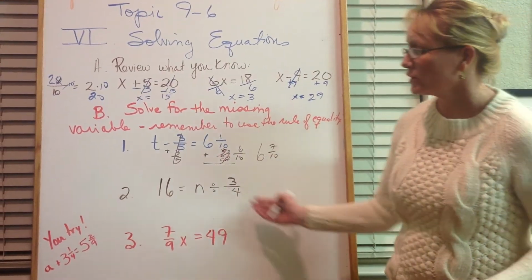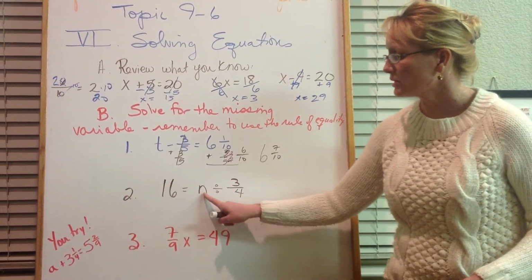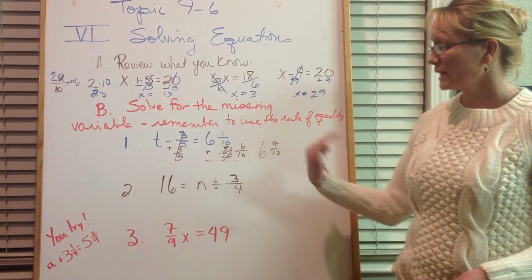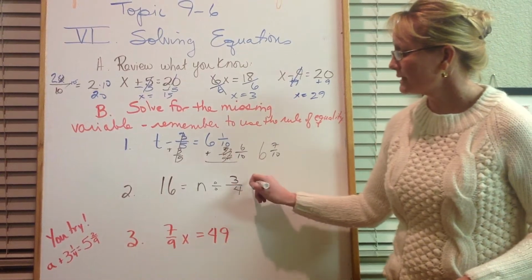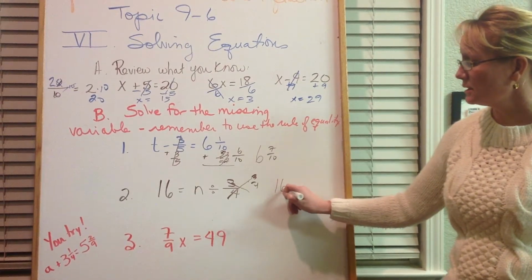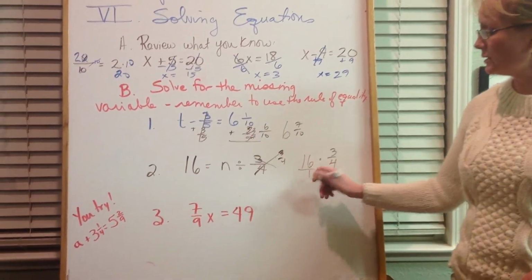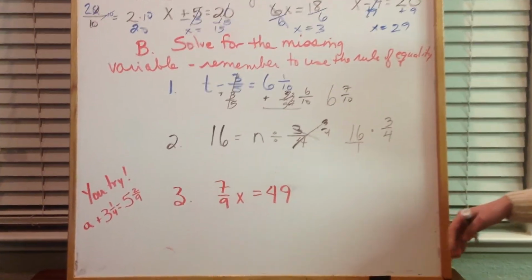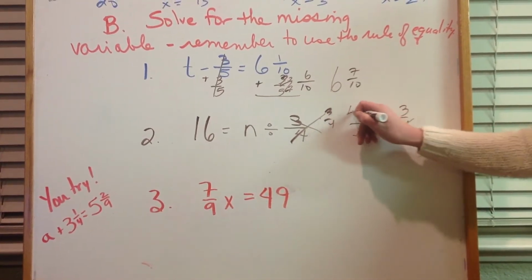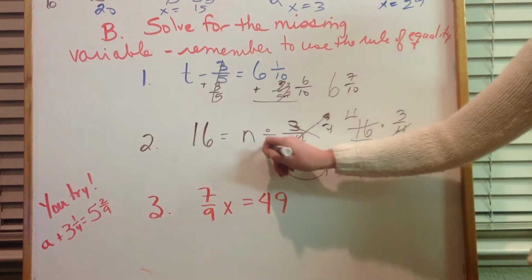Okay. Now we're going to look at this one. 16 equals n divided by 3/4. Again, we want to know what our variable equals. So we need to get rid of a divide by 3/4. What's the opposite of divide by 3/4? It's multiply. Since I multiply this side by 3/4, I need to multiply the other side by 3/4. So 16 times 3/4. First, we need to turn 16 into a fraction. So it'll be 16 over 1. We check to see if we can cross cancel. We're total pros at this. 4 and 16 can. 4 goes into 4 one time, and 4 goes into 16 4 times. We're going to multiply straight across and get 12. We're saying that our n equals 12.